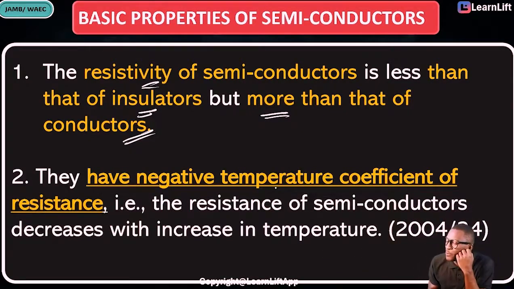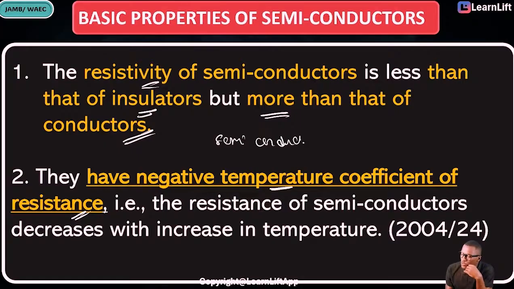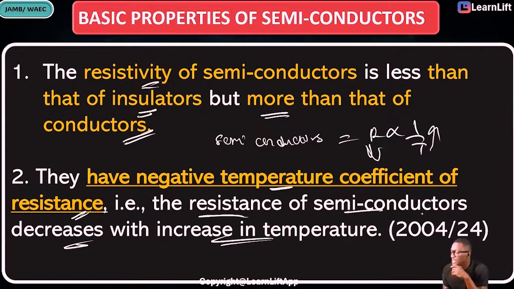Number 2, they have a negative temperature coefficient of resistance. I know this statement looks big. Don't let it surprise you. Just remember that in semiconductors, we said that resistivity is proportional to 1 over temperature. It means that the resistance of semiconductor decreases if the temperature increases. Look at it, the resistance of semiconductor decreases with increasing temperature. And that's a Jamb question, 2002, question 24.